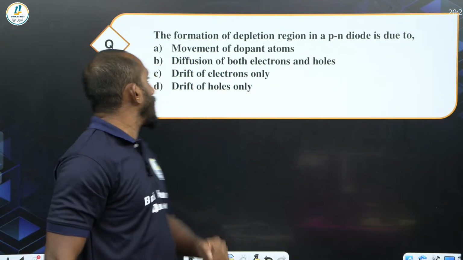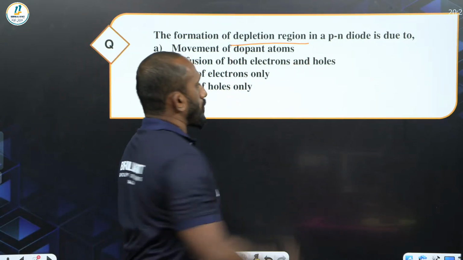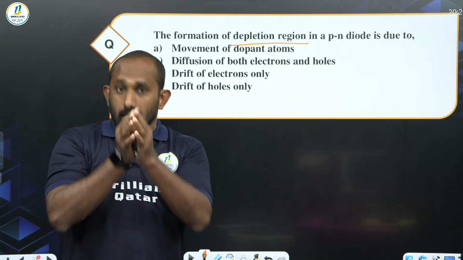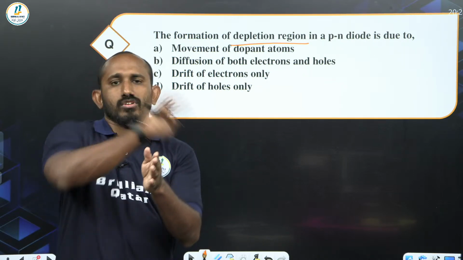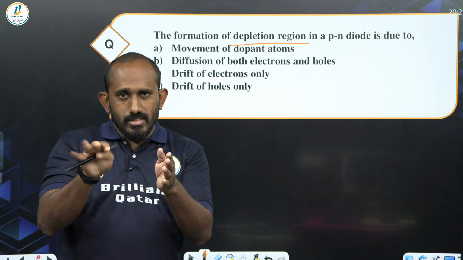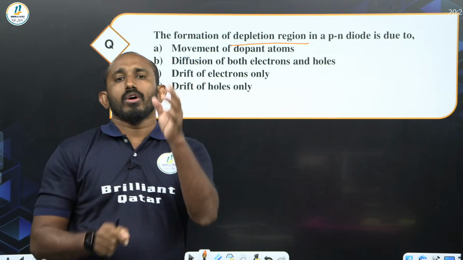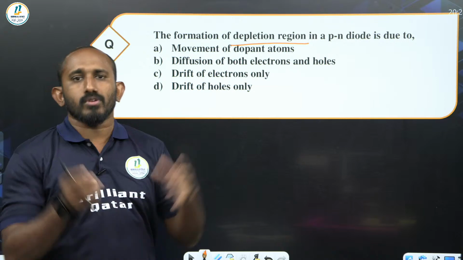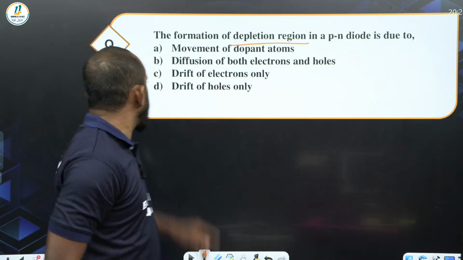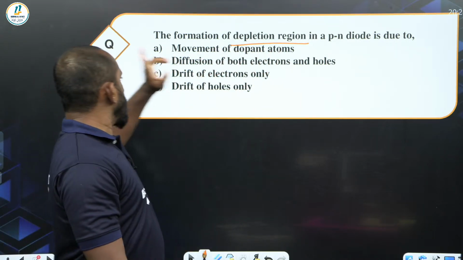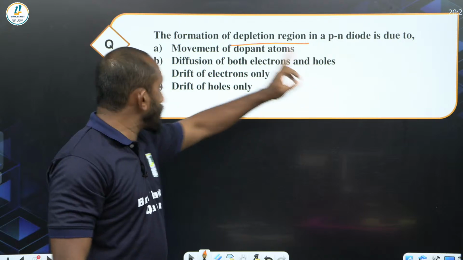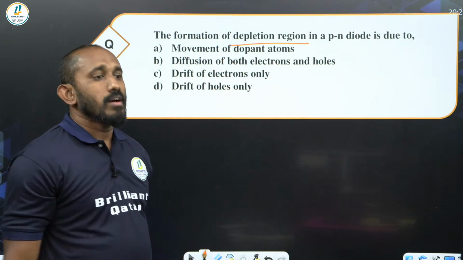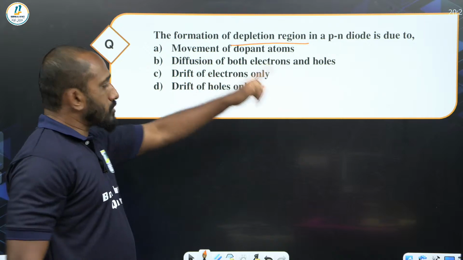In that formation, the depletion region is formed because of what? Along the junction, a region will be formed because of diffusion of charges. From the P region, the holes will diffuse into the N region, and from the N region, the electrons will diffuse to the P region. Because of diffusion, there will be a depletion region. The options: movement of dopant atoms, diffusion of both electrons and holes, drift of electrons only, drift of holes only. Simple, the diffusion of both electrons and holes.